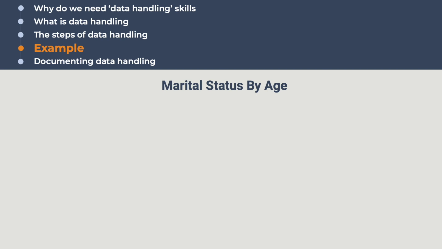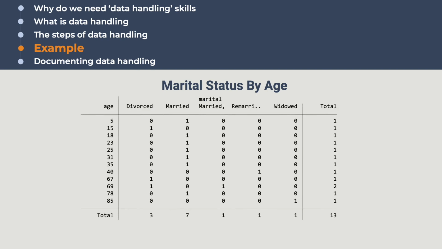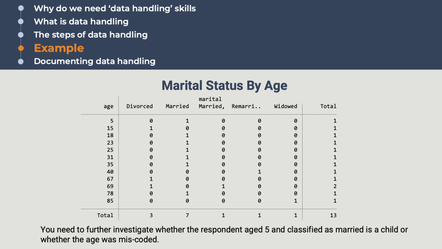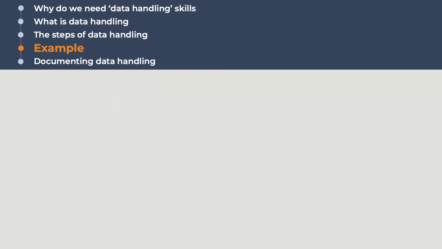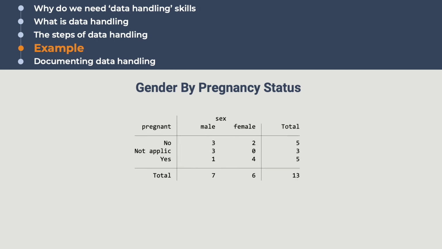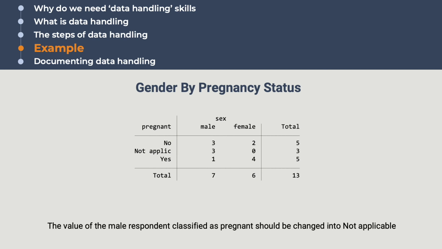This is a tabulation of age and marital status. You can see that there is a respondent aged 5 classified as married instead of not applicable. You need to further investigate whether the respondent aged 5 and classified as married is really a child, or whether the age was miscoded. In this tabulation of gender and pregnancy status, we can see that there is a male coded as pregnant. This value would most likely be changed to not applicable.